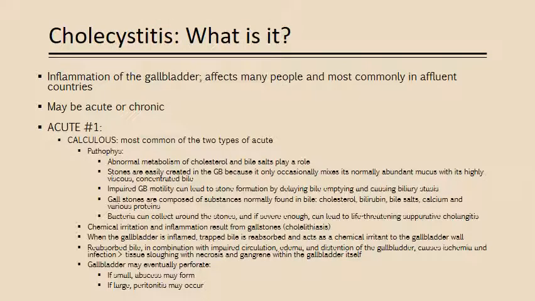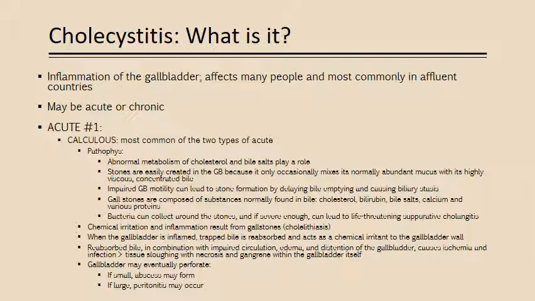And we're in cholecystitis. What is this? Cholecystitis is inflammation of the gallbladder. It affects many people and is most common in the affluent countries. It may be acute, it may be chronic. The acute has two types. We'll talk about each of them individually. The first one we'll talk about is calculous. Sounds like a math class.